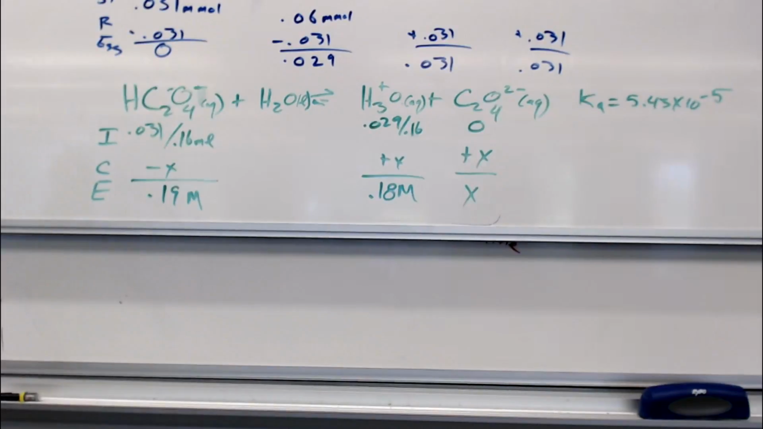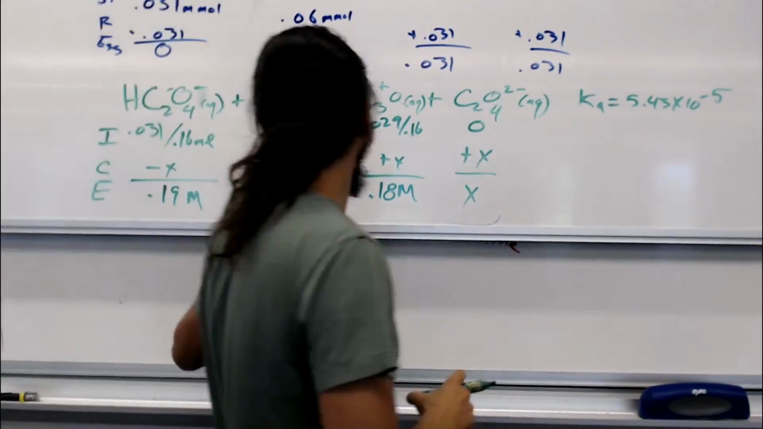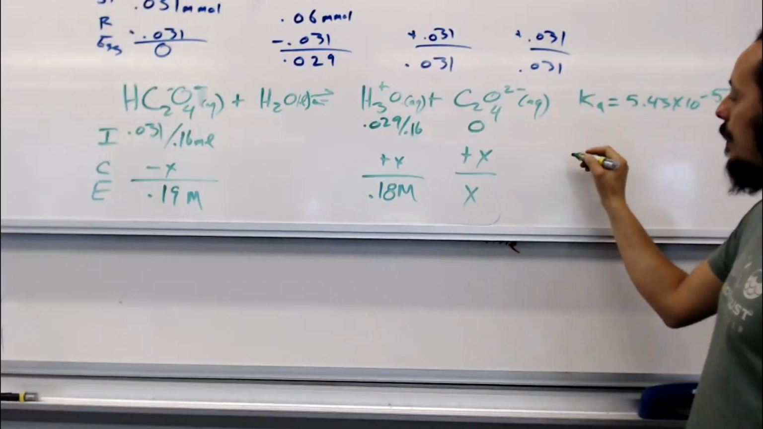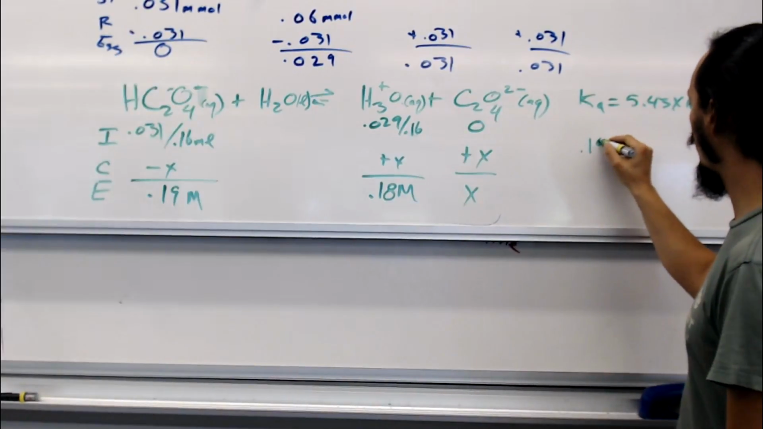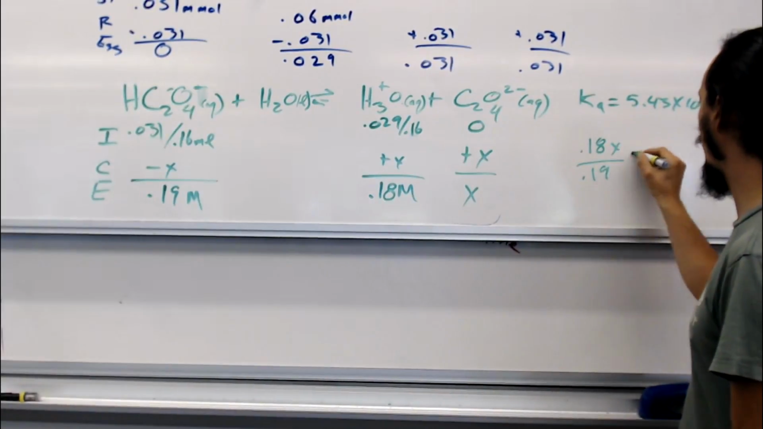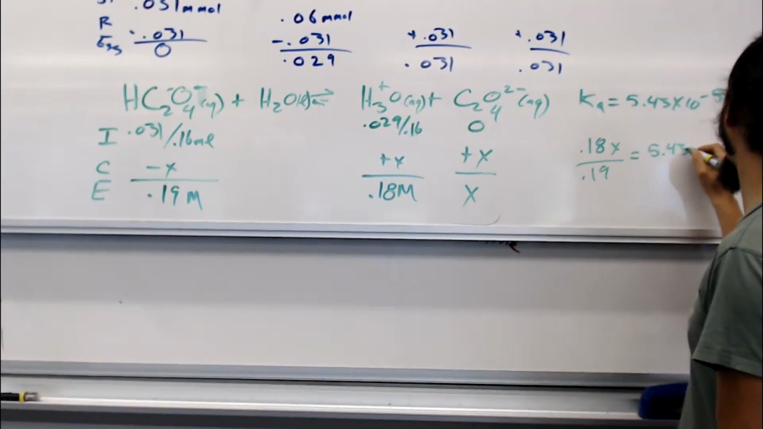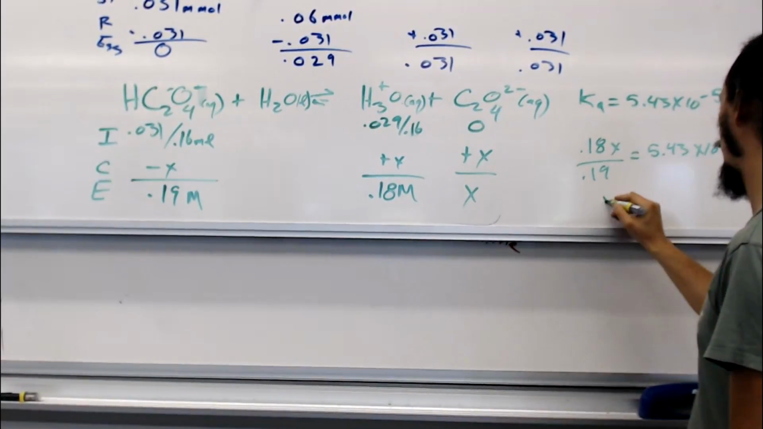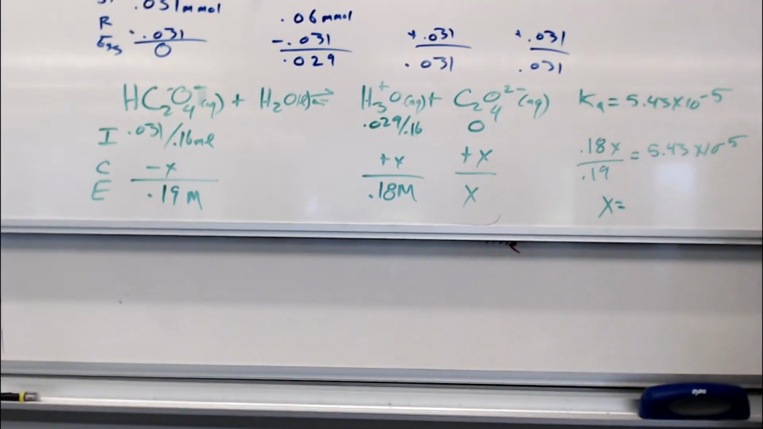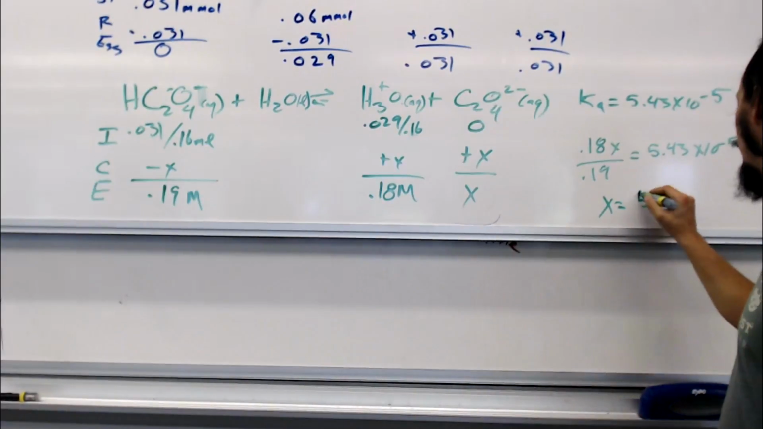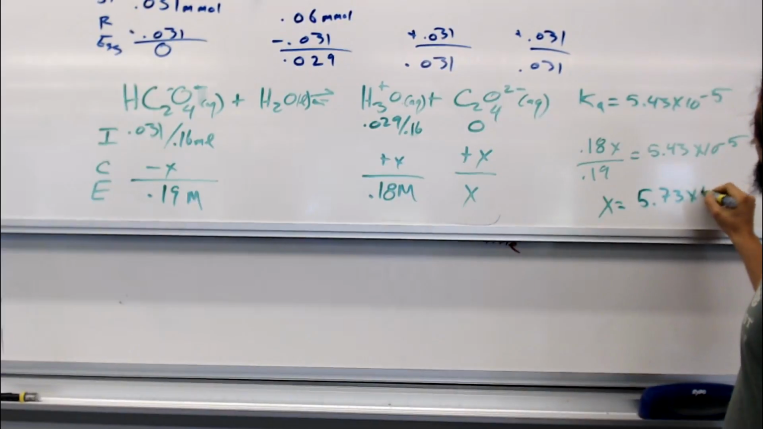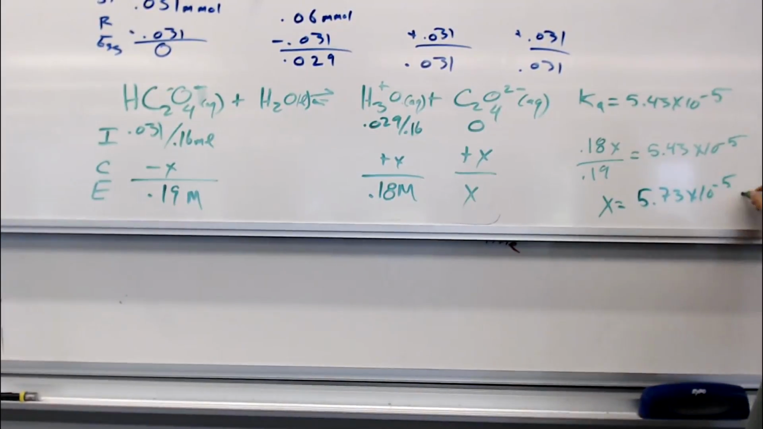So at this point, we can say, okay, I know my equilibrium values. I did the x is small approximation. I'm going to have products over reactants, 0.18x divided by 0.19 equals 5.43 times 10 to the minus 5. I'm going to get x is equal to 5.33. Help, I'm just doing math in my head. I don't trust it. Oh, I went the wrong direction. 5.73 times 10 to the minus 5.